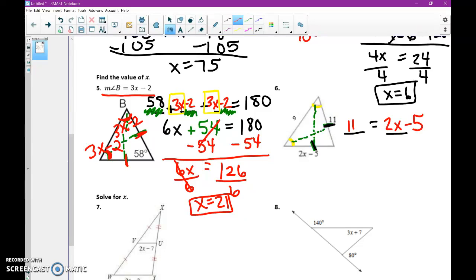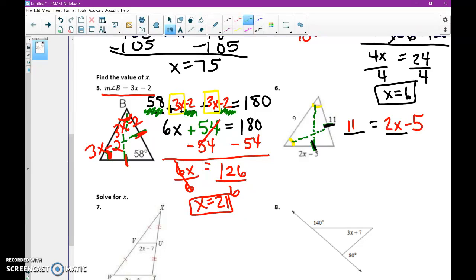Okay? Now the reason I couldn't do it over here, some of you might have been saying, well, why can't I just set 3x minus 2 equal to 3x minus 2? You could, but then it doesn't actually solve. You can try it and you'll see you end up with 0 equals 0, which isn't very helpful. So that's where we kind of had to work around that over here.